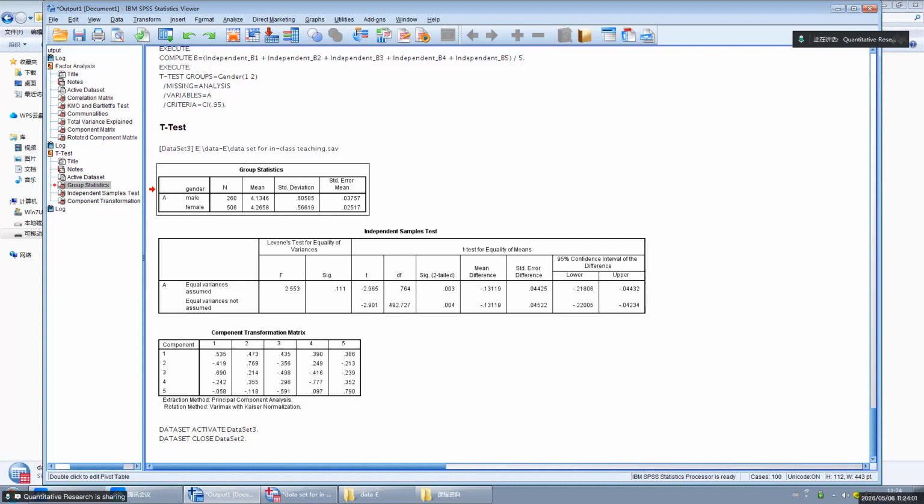Now can you make a summary of the finding? How would you report this finding? The difference: males are higher than females. Yes, that's it. But where are the values? You have to report the values, right?